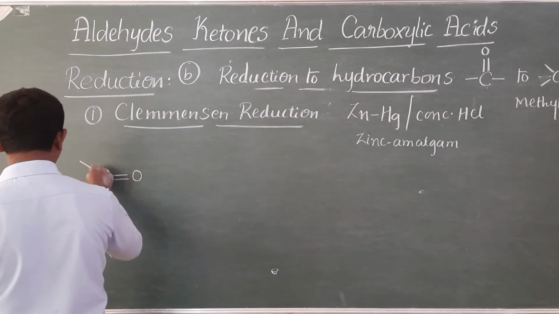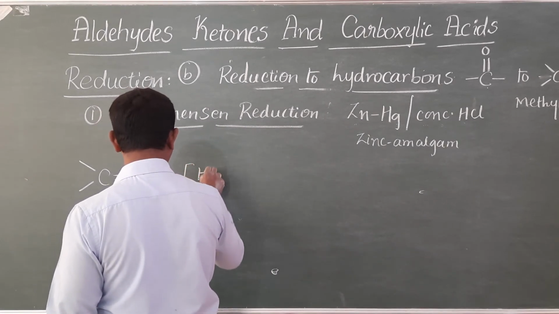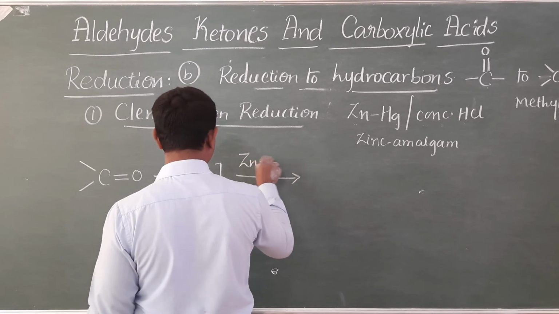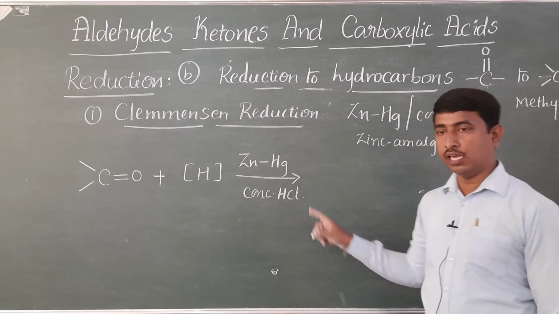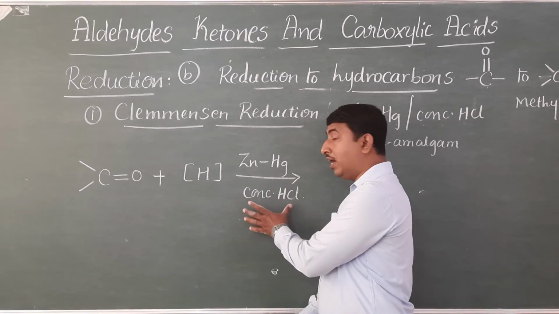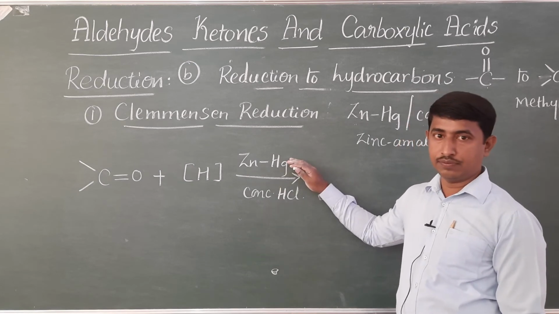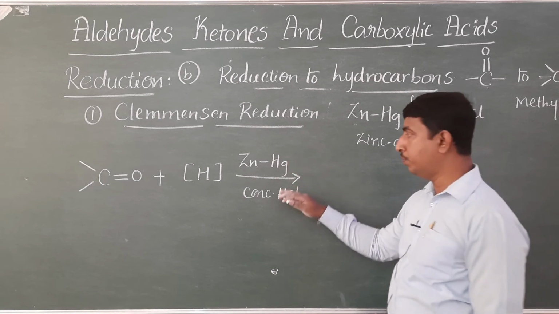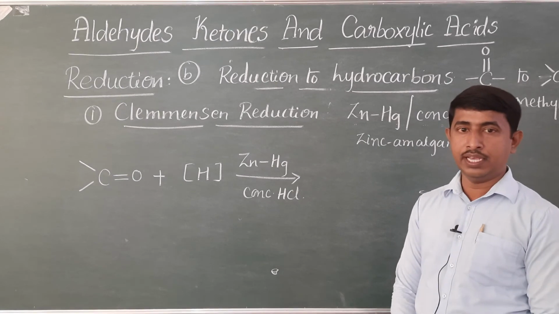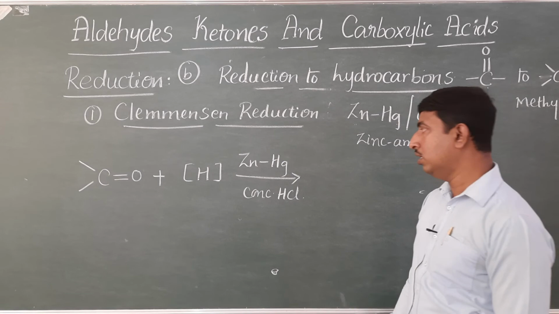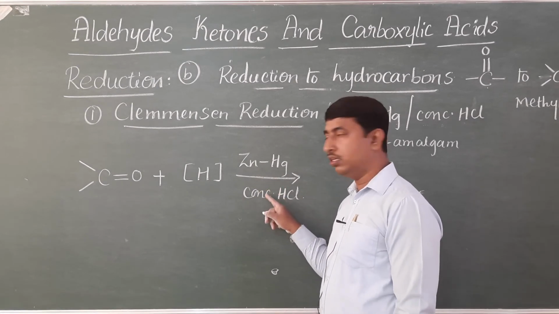Aldehyde or ketone means C double bond O. It is subjected to reduction. Reduction means addition of hydrogen, that is nascent hydrogen, by using zinc amalgam and concentrated HCl. If you are using a reducing agent, then you have to write nascent hydrogen only. If we are using a catalyst, then we have to write H2. Don't get confused. The hydrogen molecule is written when we are using a catalyst. If we are using a reducing agent, then we write hydrogen inside the square bracket. We call it nascent hydrogen, or newly born hydrogen.